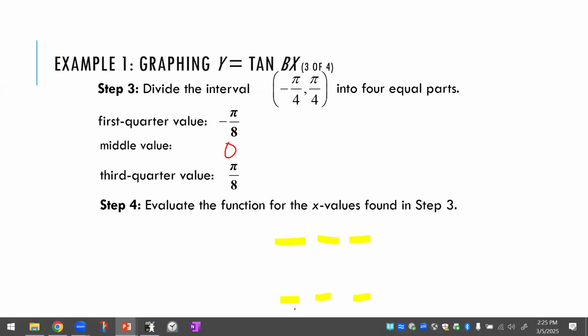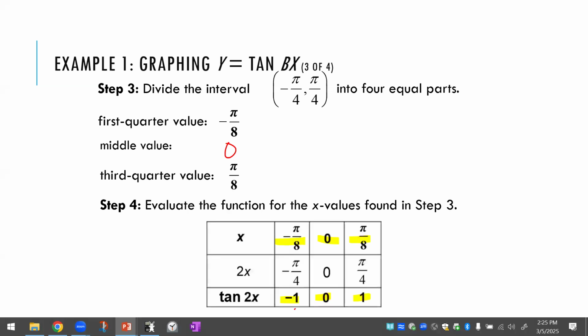Now, is there anything changing my y's, my output? My outputs aren't changing. So my output's going to remain being -1, 0, and 1. Because nothing changed the output. It was only the x that was affected.